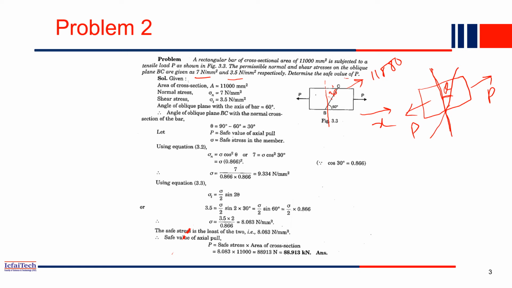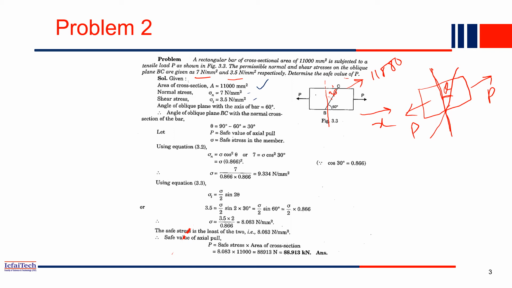Its sectional area is given as 1100 mm square. Similarly, the permissible normal stress is given as 7, and the shear stress is also given. So in this section the stress is already given, and now you have to find P. So it is a reverse problem. Whatever we solved in problem 1, this is just the reverse of problem 1. The normal stress and shear stress are given to you, and you have to find P. What is the safe load?